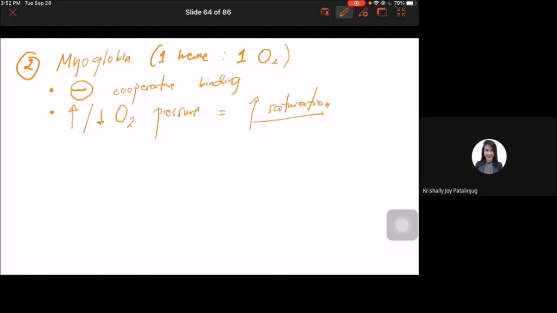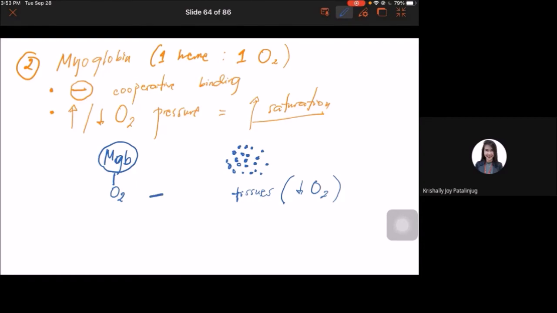Ayan. So, halimbawa, I'll give you a scenario. Halimbawa, si myoglobin, meron siyang isang oxygen, tama? Isang oxygen molecule bounded to it. And then we have here the tissues. O, kapag tissues, needed, do they require oxygen or not? Require, tama. So they require kasi mababa yung oxygen pressure sa tissue. So kapag dumating dyan si myoglobin sa tissues, kahit nangangailangan pa si tissues ng oxygen, hindi po yan magbibigay si myoglobin. Hindi siya cooperative binding. Pero kapag mataas naman yung pressure, wala din siyang gagawin.